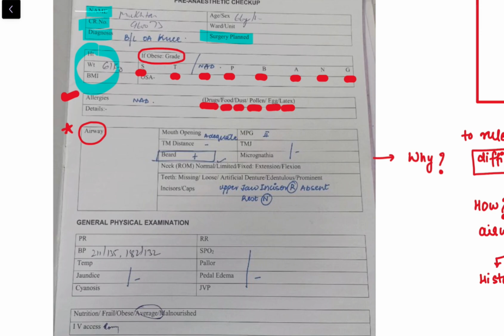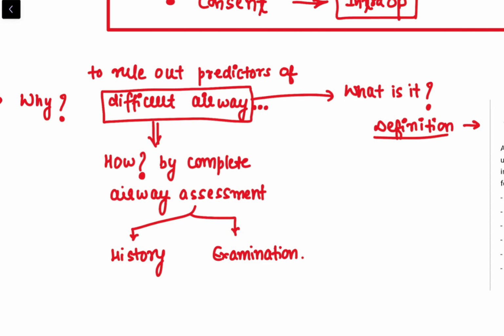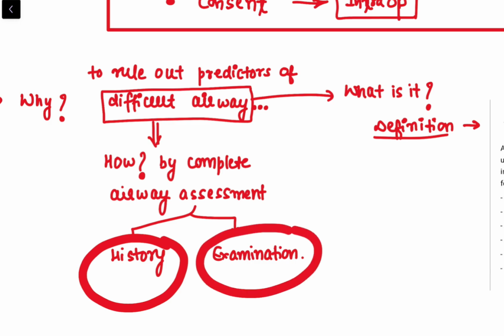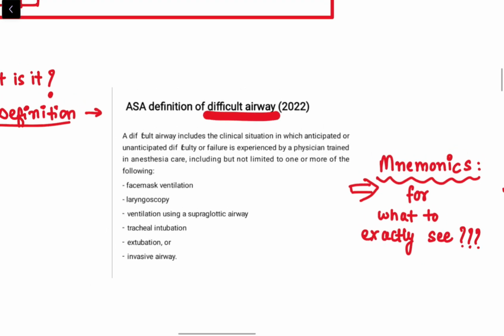Then we come on to the airway, which we'll understand in detail in some other video. But the very important thing that you should remember is, why at all are we conducting airway examination? This is to rule out the predictors of difficult airway. Right, the predictors of difficult airway can be found out based on history or examination. Now, what do you exactly mean by a difficult airway?